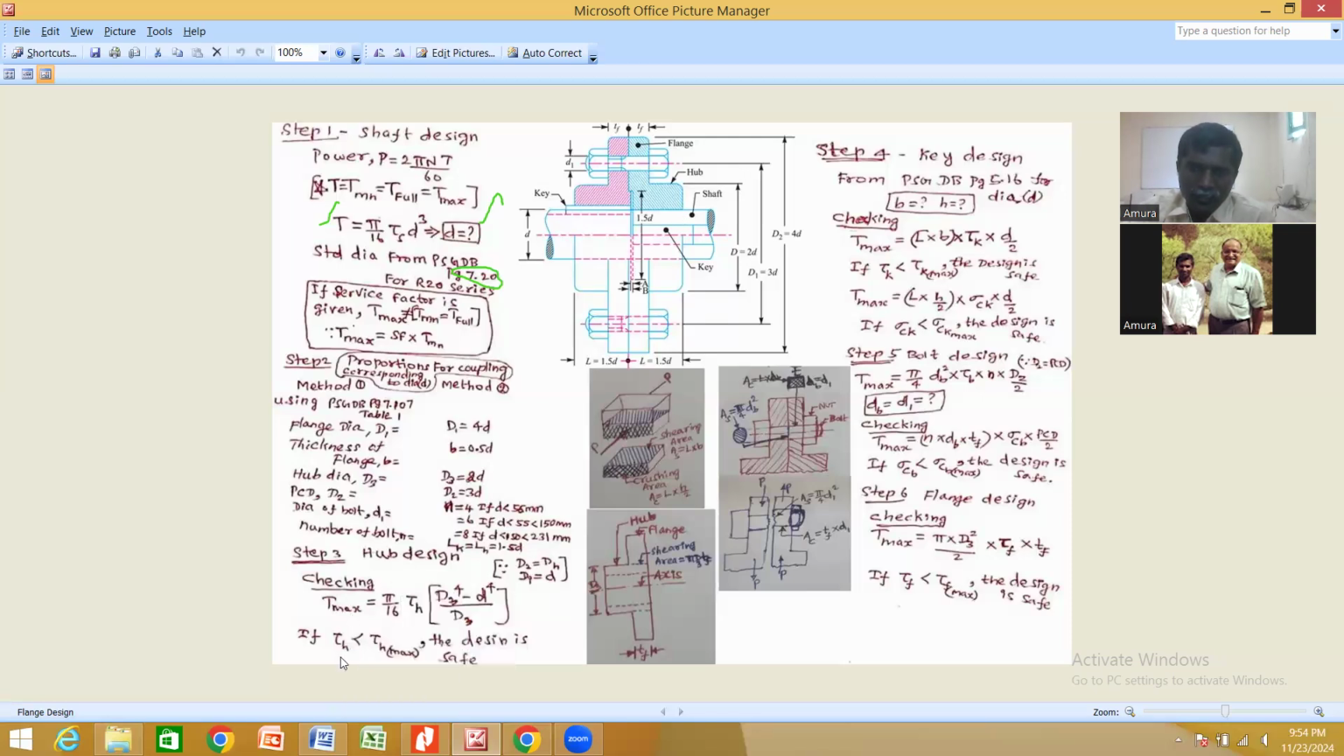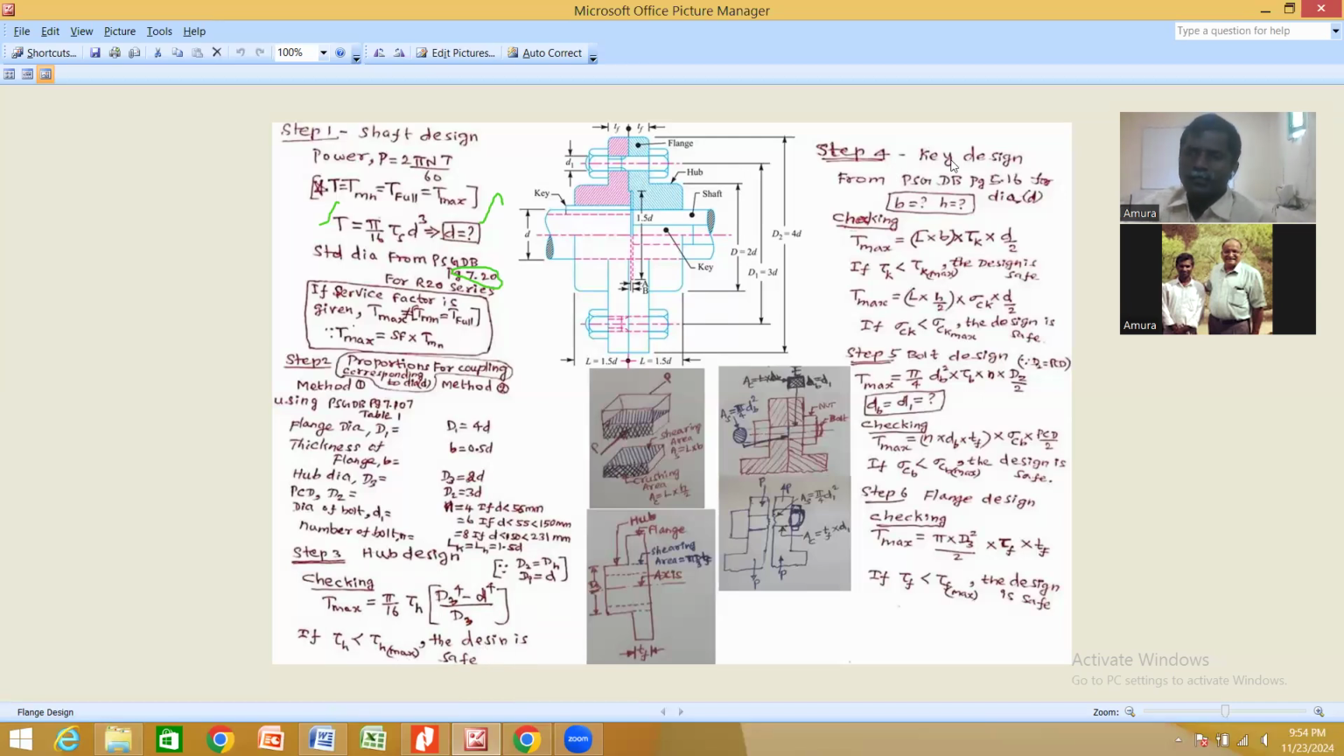So from this formula, we are going to find out the shear stress for the hub, and check whether this hub shear stress is less than the maximum or permissible shear stress value, which is generally given in the given data. If your calculated value is lesser than the design value, then your design is safe.